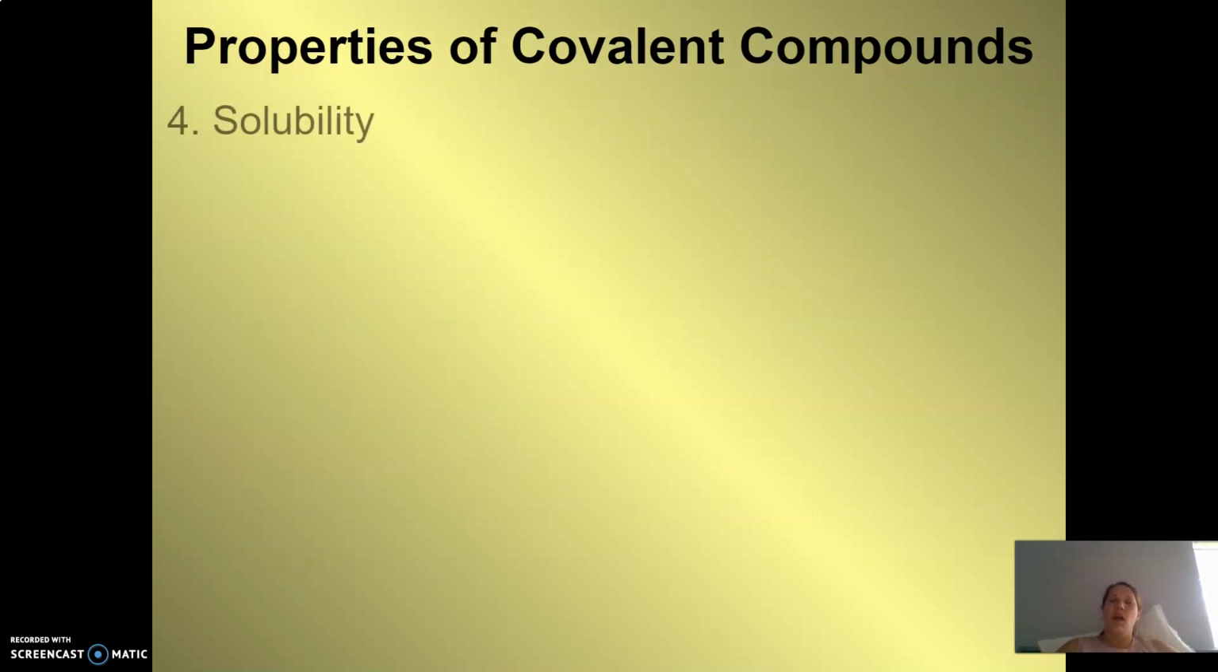The last property of covalent compounds is a little bit tricky, and that's solubility. So there are two groups of covalent compounds, remember? There are polar covalent compounds and nonpolar covalent compounds, okay? So that's going to play a role when we talk about solubility. And the general rule for solubility of covalent compounds is like dissolves like. And let me explain what I mean by that. If I have a polar substance and another polar substance, they can be dissolved into each other. So water, for example, can dissolve all sorts of polar things, okay? Water cannot dissolve nonpolar things such as oils or fats.